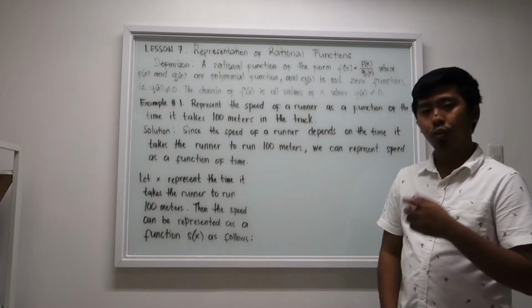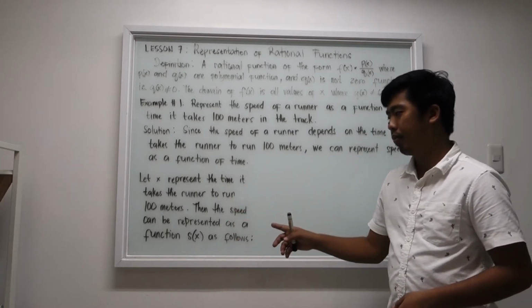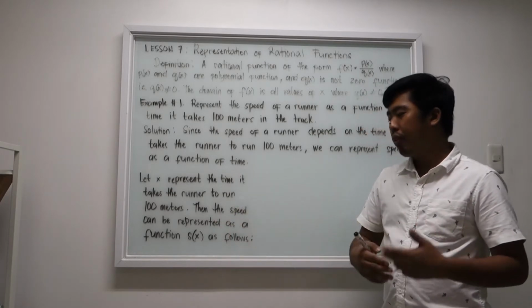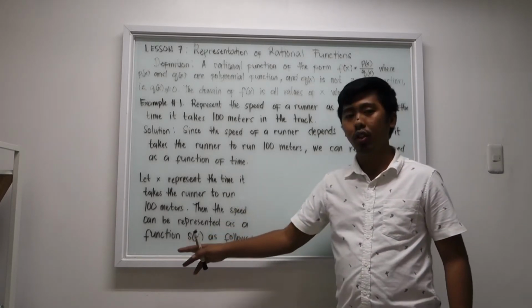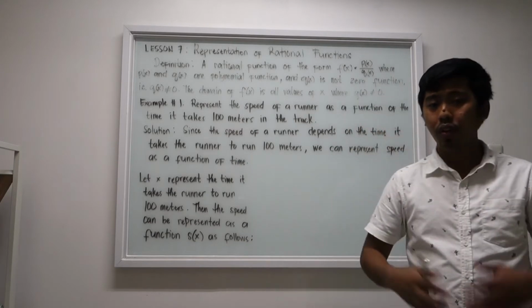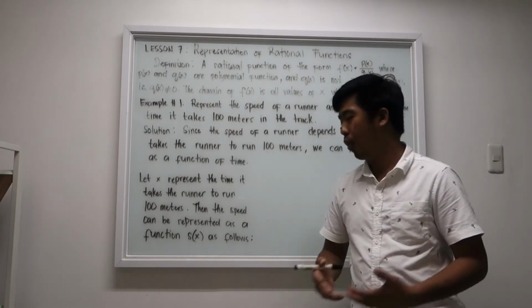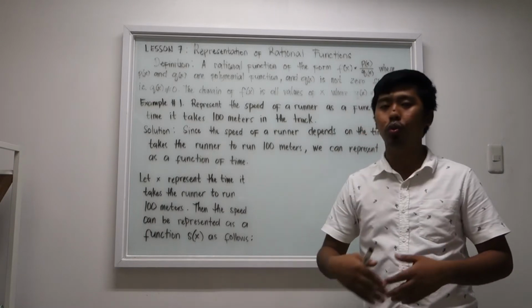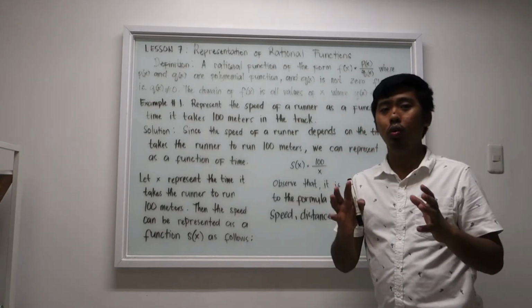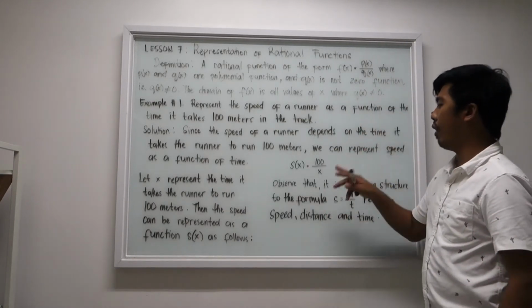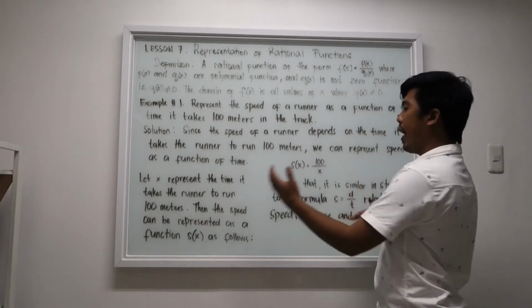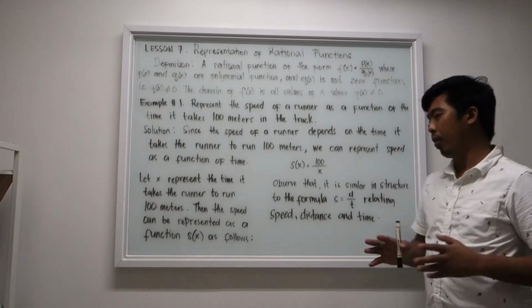Now, let x represent the time it takes the runner to run 100 meters, then the speed can be represented as a function s of x. You can use any letters you want as a representation for the speed, but here we've used s of x. So, we have s of x equal to 100 over x as our answer to this problem.